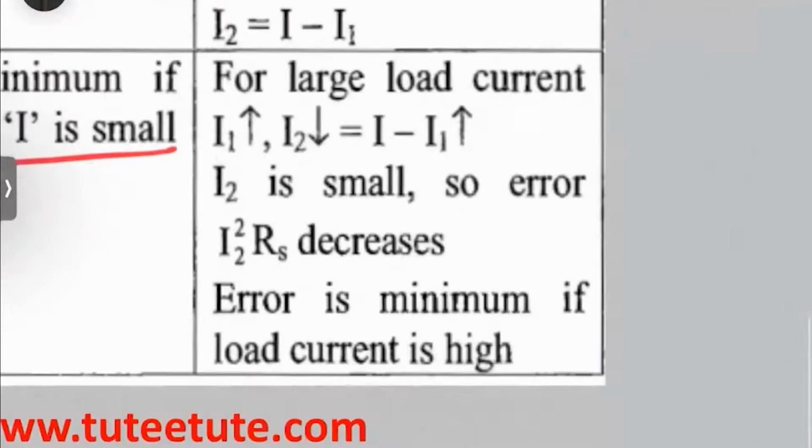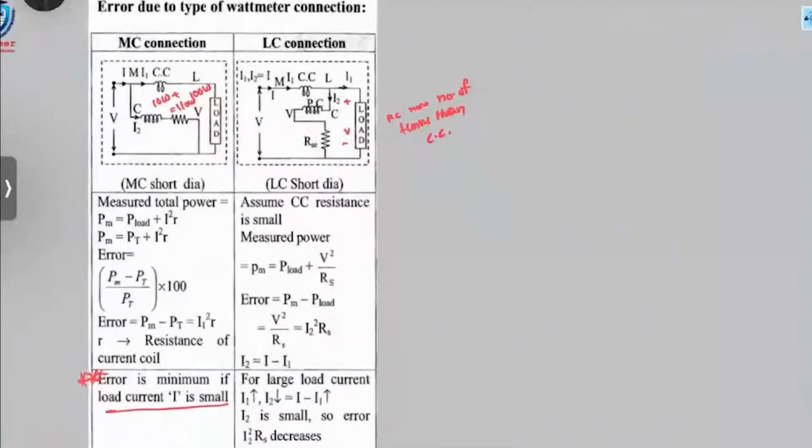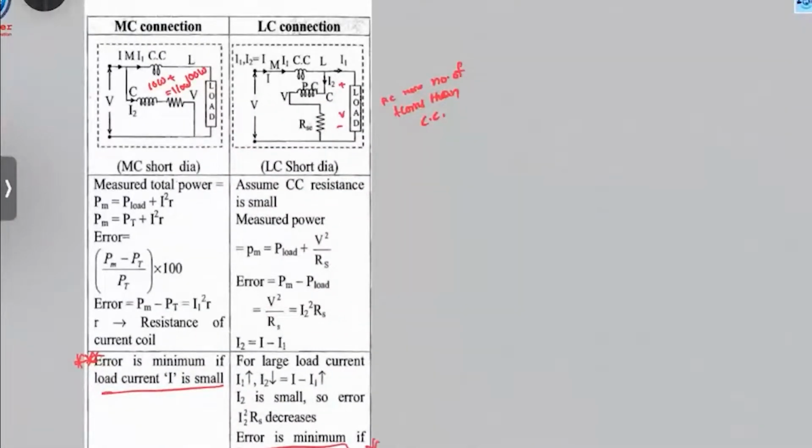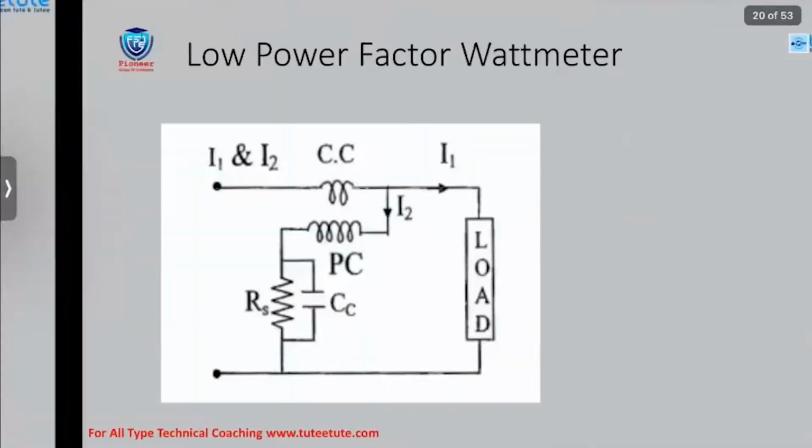Because of this, error will occur. This error is minimum if the load current is high. Whenever the load current is high, we are going to prefer LC connection. Wherever the load current is less, we are going to prefer MC connection. Is it clear? You may get any theory question, that's why I'm focusing on that concept.